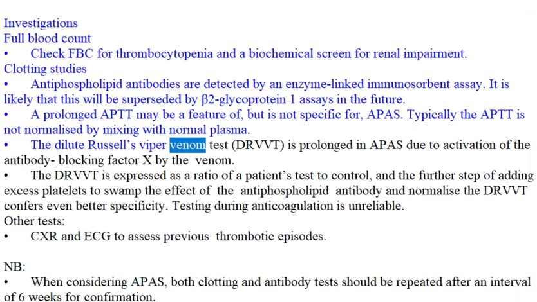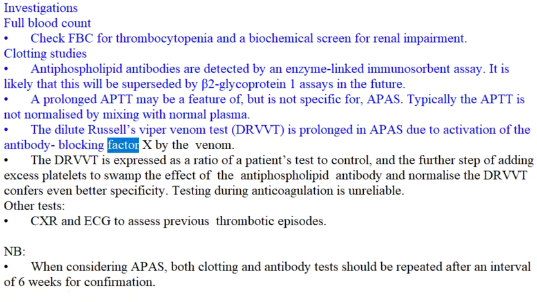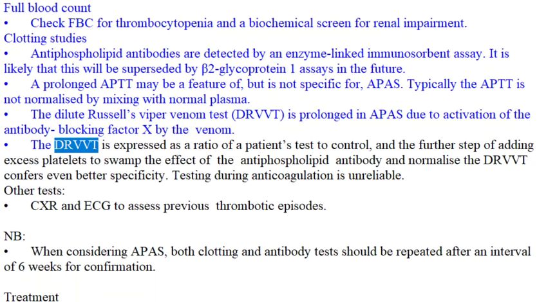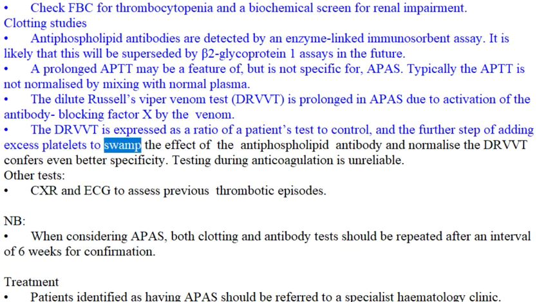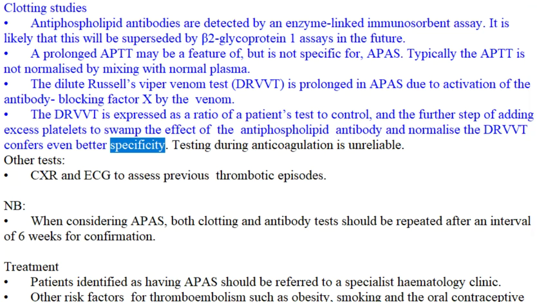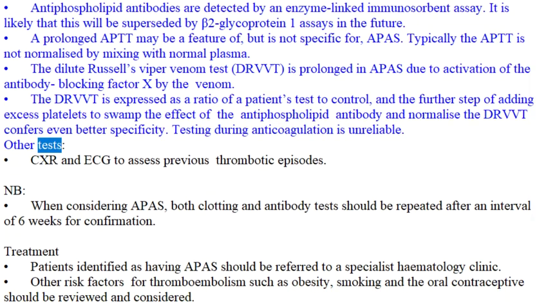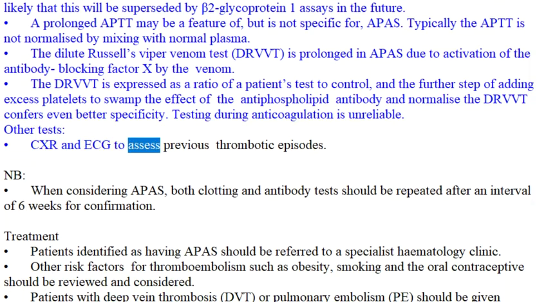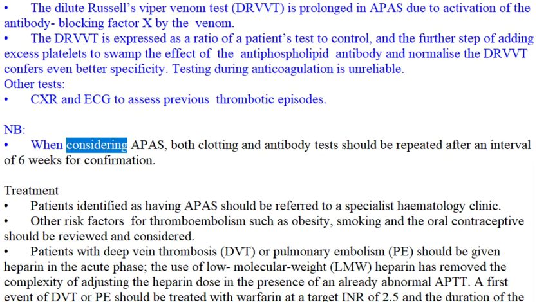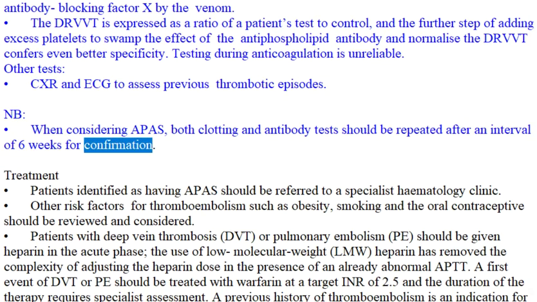The dilute Russell's Viper venom test, DRVVT, is prolonged in APAS due to activation of the antibody blocking factor X by the venom. The DRVVT is expressed as a ratio of a patient's test to control, and the further step of adding excess platelets to swamp the effect of the antiphospholipid antibody and normalize the DRVVT confers even better specificity. Testing during anticoagulation is unreliable. Other tests: CXR and ECG to assess previous thrombotic episodes. NB. When considering APAS, both clotting and antibody tests should be repeated after an interval of 6 weeks for confirmation.